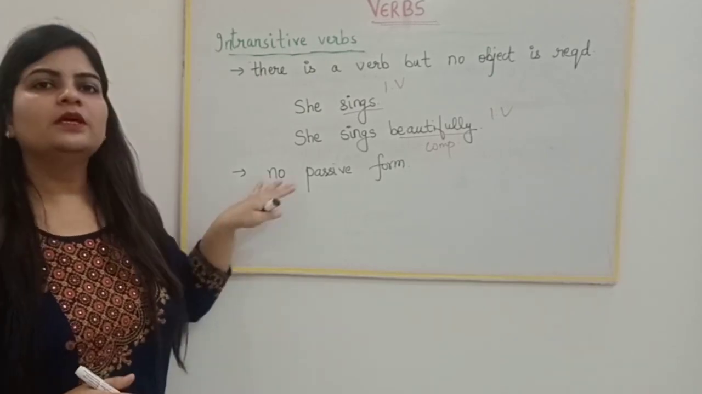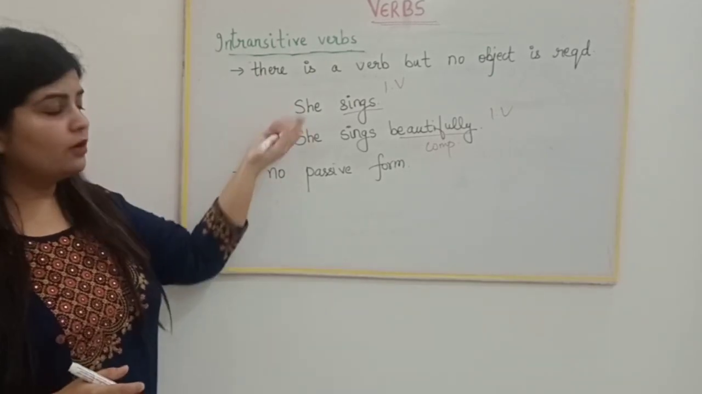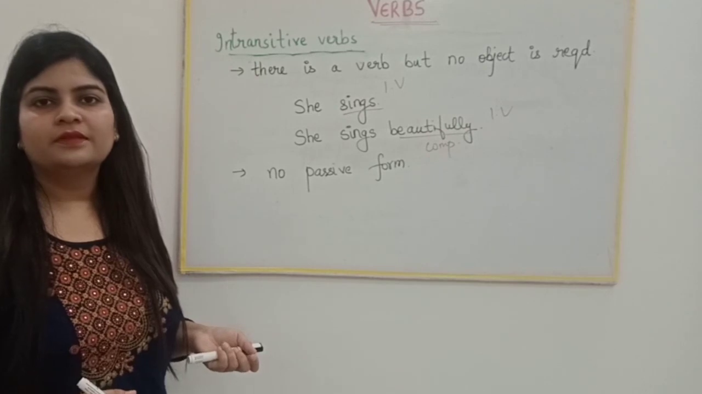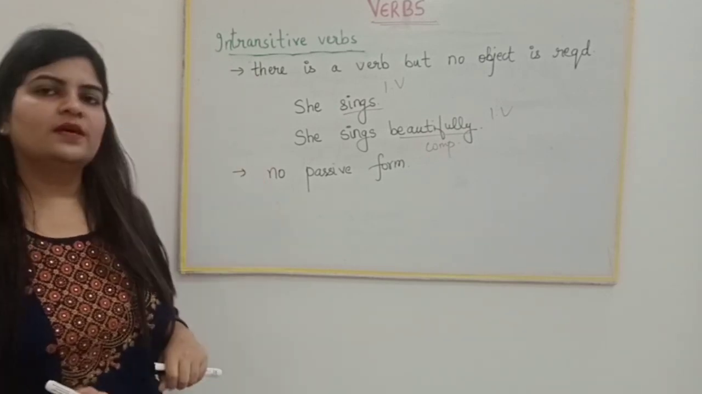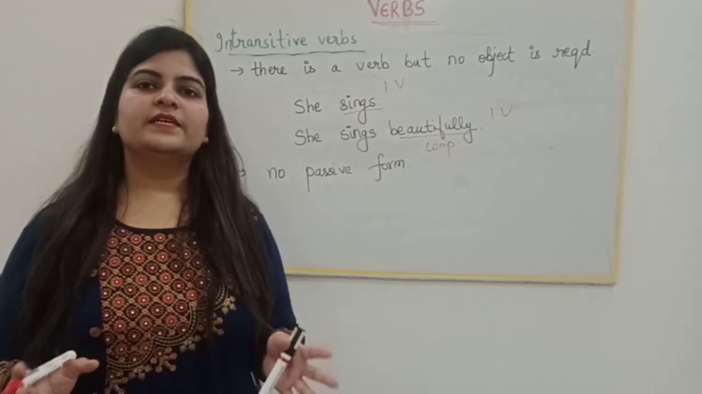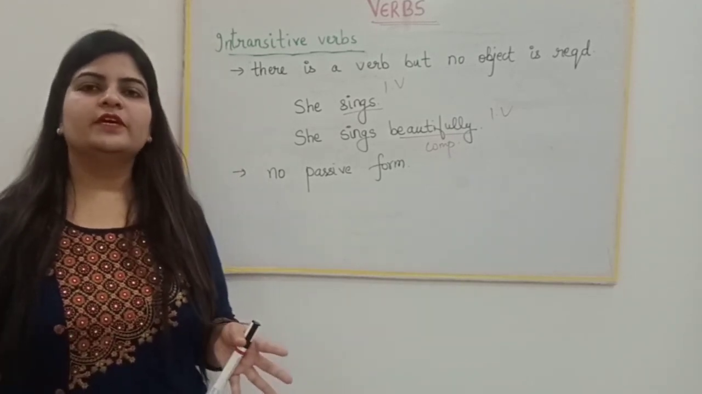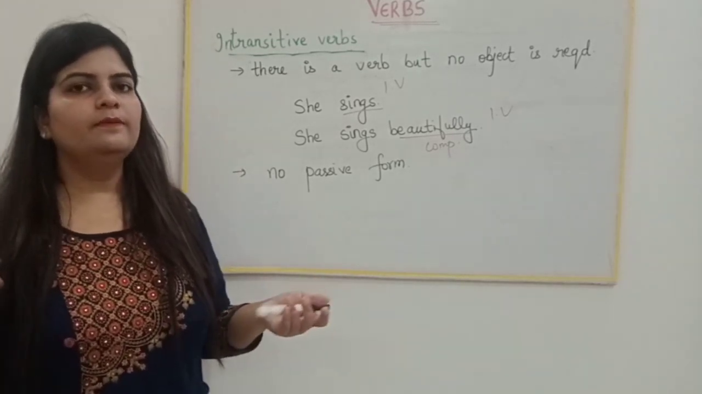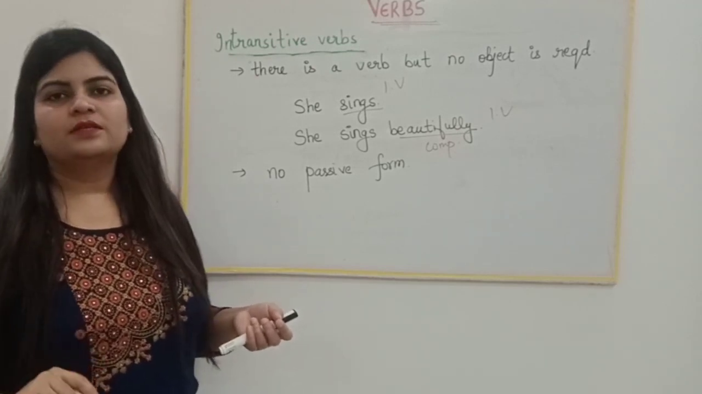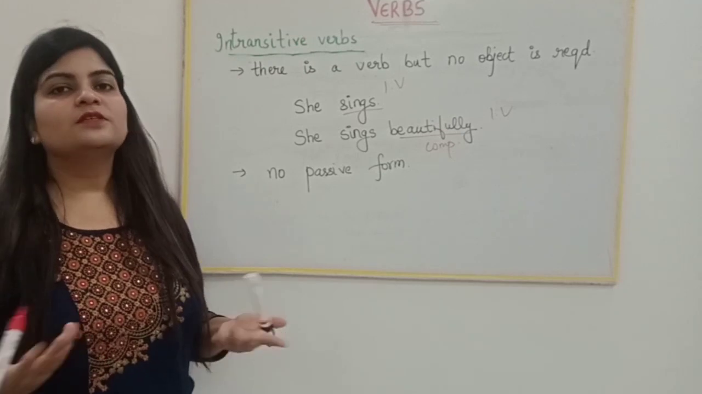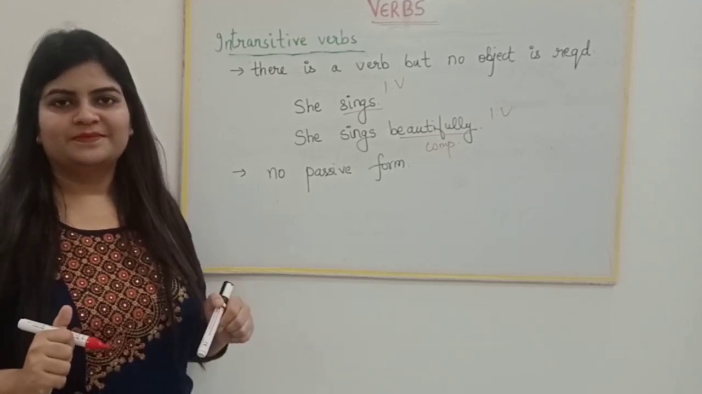Also there will be no passive form, because you cannot form any passive sentence of this. Can you form one? Try it. So these were intransitive verbs. Transitive verbs are those in which an action is transferred on the object, whereas in intransitive no action is transferred. Rather, there is no object also.